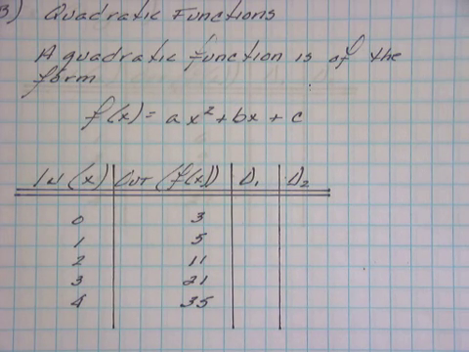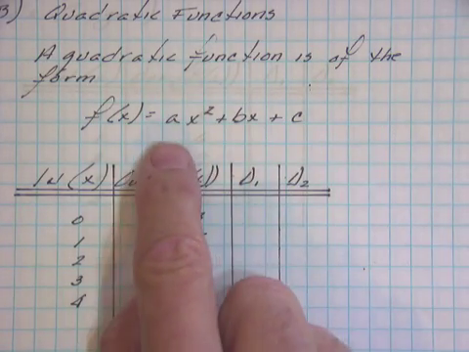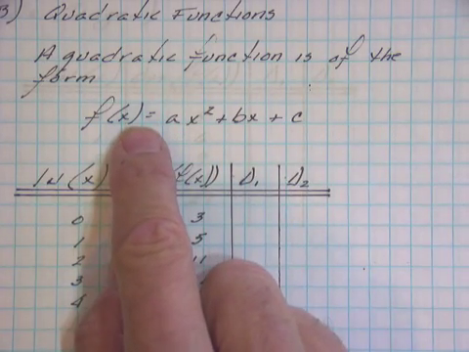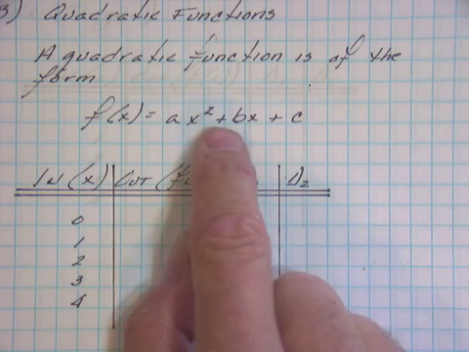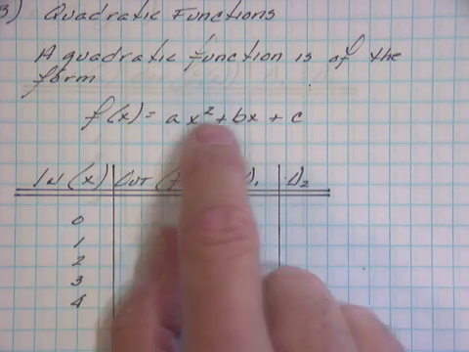We're still in Chapter 5, Section 7. This is the second video, and we're looking at quadratic functions. Very quickly, without a lot of explanation, I'm just going to give it to you. A quadratic function is of the form ax squared plus bx plus c.